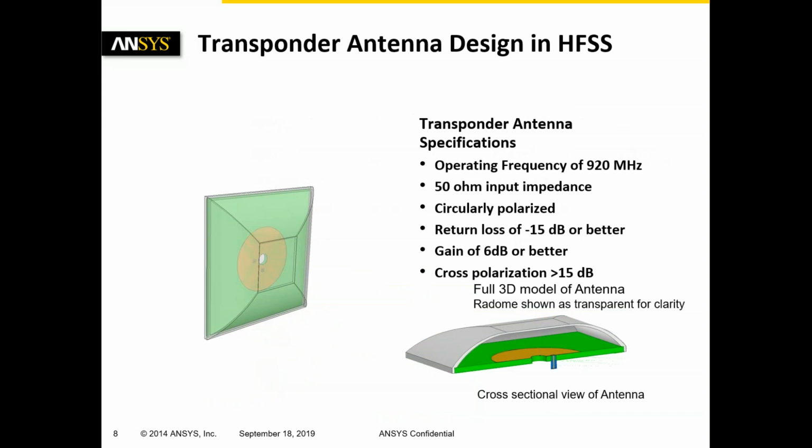So for the transponder antenna design in HFSS, it's just a simple case to display here. It's going to have an operating frequency of 920 megahertz, 50 ohm input impedance, circularly polarized, return loss of negative 15 dB or better. That's our end goal there. Gain of 6 dB or better, and a cross polarization that's greater than 15 dB. So there's the full picture, the full model is on the left. The cross-sectional view of the antenna is on the right.